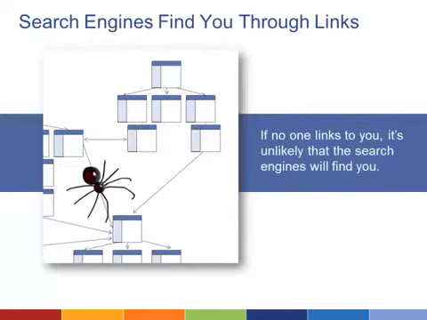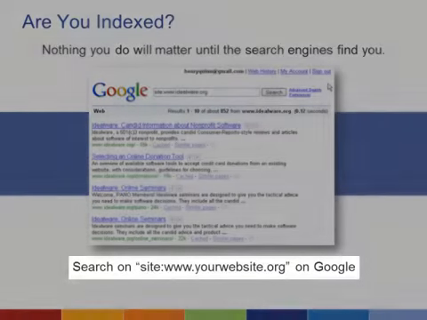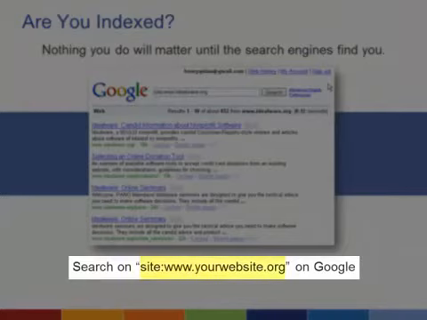If you can't find your site by searching on obvious terms or in key search results, the first thing to do is make sure that you're included in the index. You can do a quick test for this. Search Google with the term site: followed by your URL. Make sure that there's no space between the colon and the www. It won't work if there is.